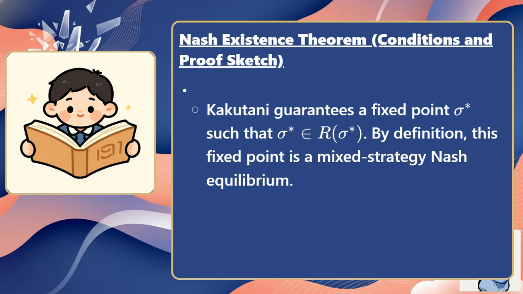Kakutani guarantees a fixed point σ* such that σ* is in R(σ*). By definition, this fixed point is a mixed strategy Nash equilibrium.